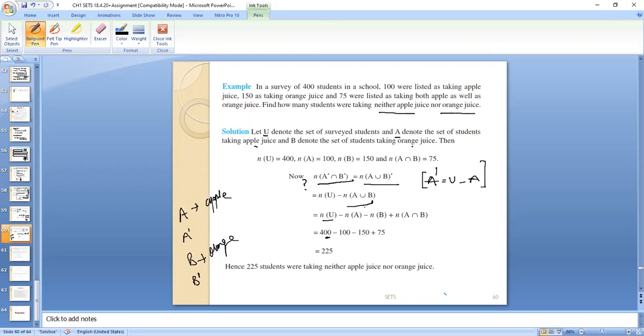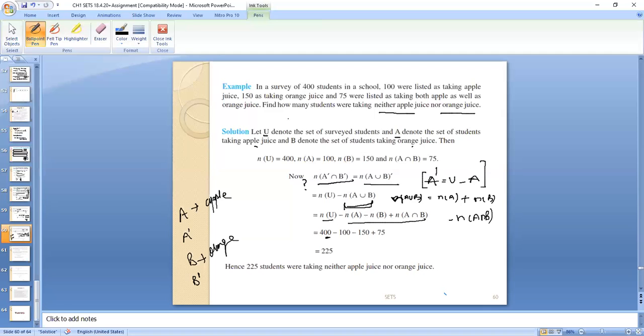Number of elements in A union B, this we don't know, but we will apply the formula: the number of elements in A union B is the number of elements in A plus the number of elements in B minus the number of elements in A intersection B. But when we multiply this n of A union B with the negative sign, this is minus n(A), this is minus n(B), and minus minus, this is plus n(A intersection B).